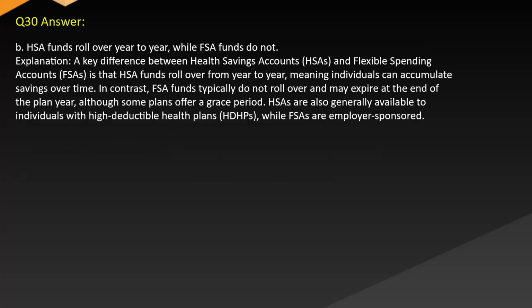Answer: B. HSA funds roll over year to year, while FSA funds do not. Explanation: A key difference between health savings accounts (HSAs) and flexible spending accounts (FSAs) is that HSA funds roll over from year to year, meaning individuals can accumulate savings over time. In contrast, FSA funds typically do not roll over and may expire at the end of the plan year. Although some plans offer a grace period, HSAs are also generally available to individuals with high deductible health plans. HSAs or employer-sponsored.